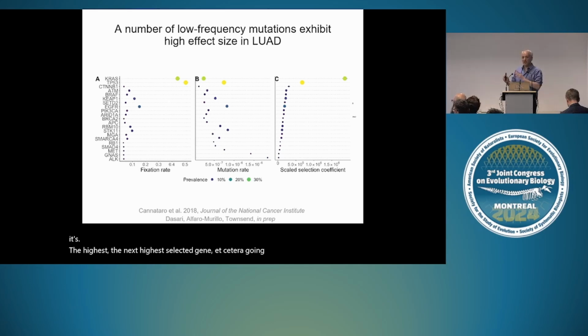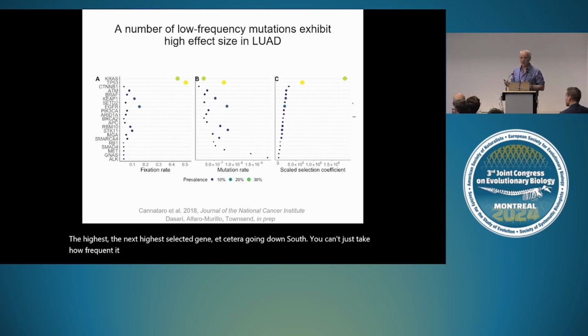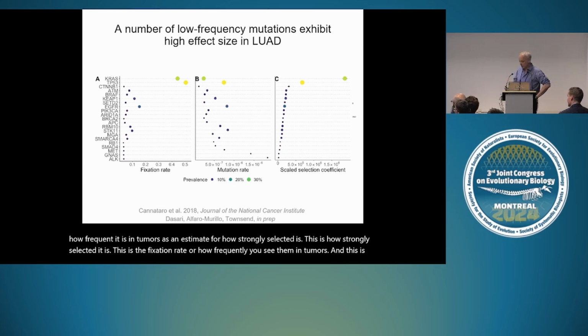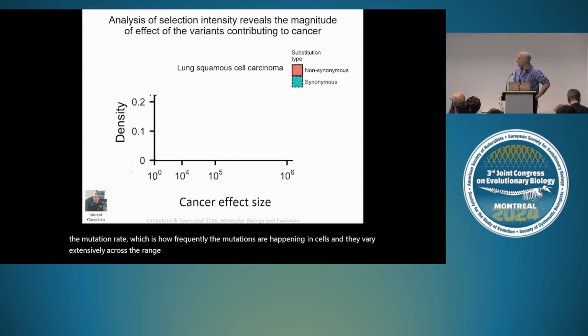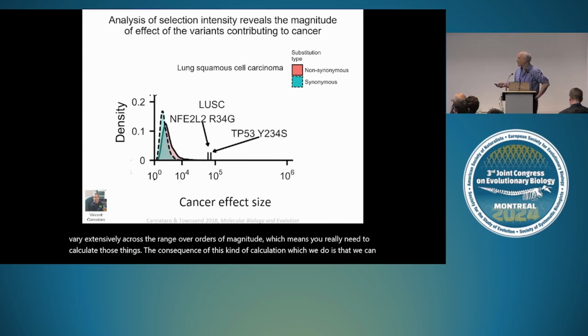So you can't just take how frequent it is in tumors as an estimate for how strongly selected it is. This is how strongly selected it is. This is the fixation rate, or how frequently you see them in tumors, and this is the mutation rate, which is how frequently the mutations are happening in cells, and they vary extensively across the range, over orders of magnitude, which means you really need to calculate those things. The consequence of this kind of calculation, which we do, is that we can then actually estimate the selection coefficient for all of the changes we see in tumors.